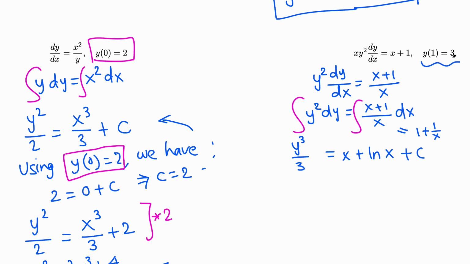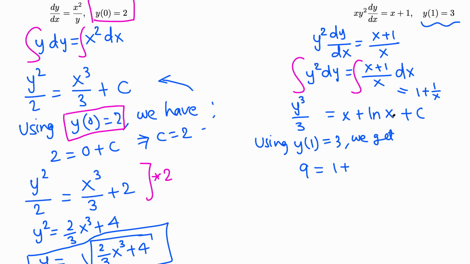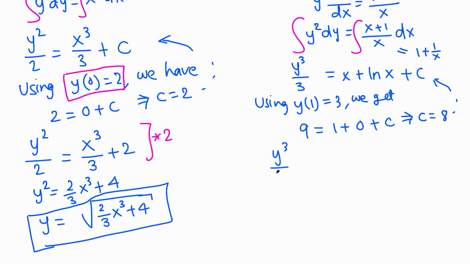Now let's use this initial condition to determine the value of c. So using y at 1 equals 3. So y is 3 when x is 1. So 3 cubed, 27 divided by 3 is 9. x is 1. ln of 1 is 0. Natural log of 1 is 0, plus c. Subtract 1 from both sides. We get c equals 8. Now back substitute here. So y cubed over 3 equals x plus natural log of x plus 8.